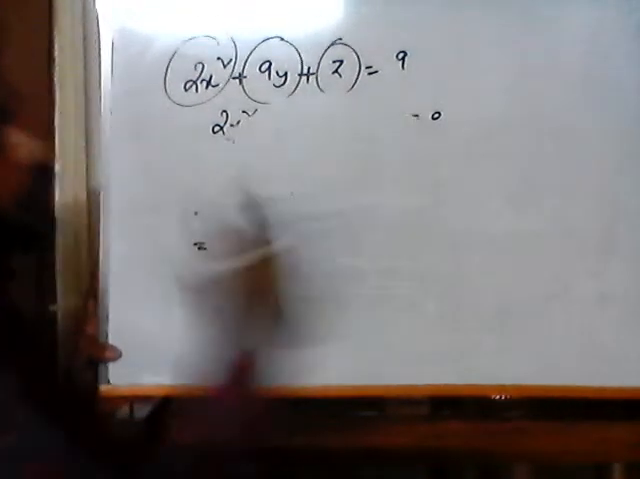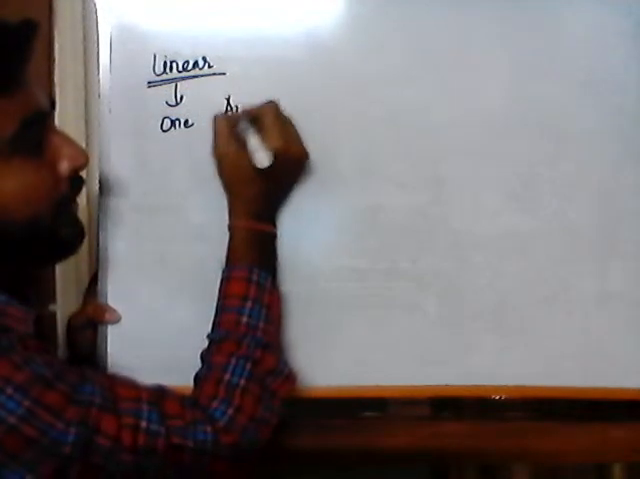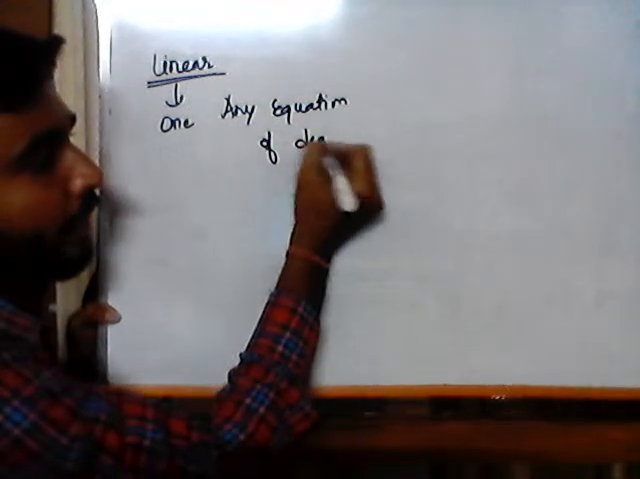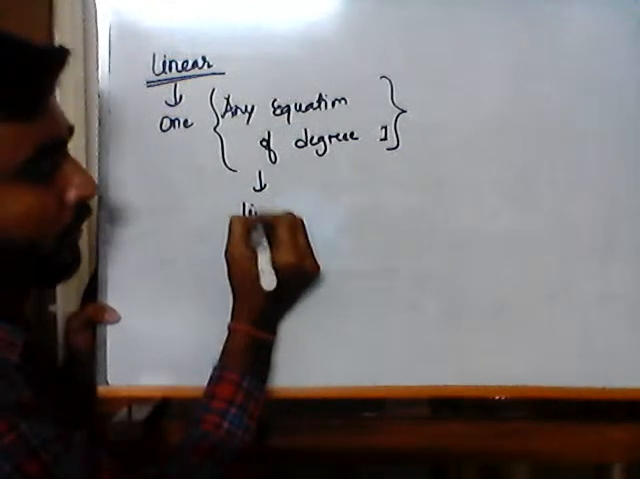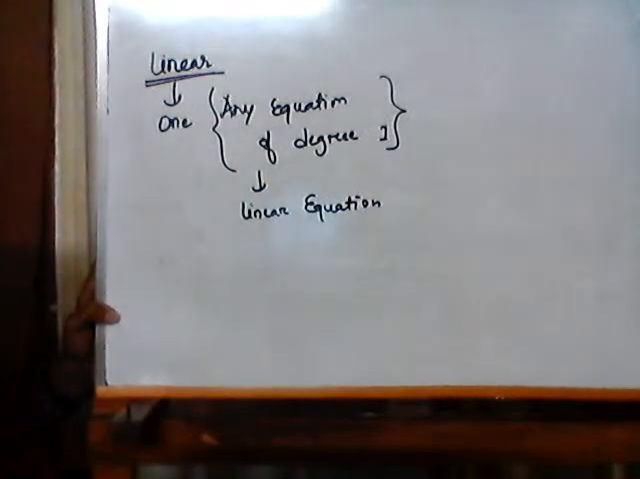Okay. So now let me come to linear equation. What is a linear equation? The name of the chapter. The term linear means 1. So any equation of degree 1 is called a linear equation.